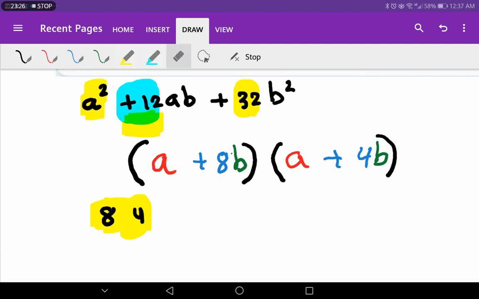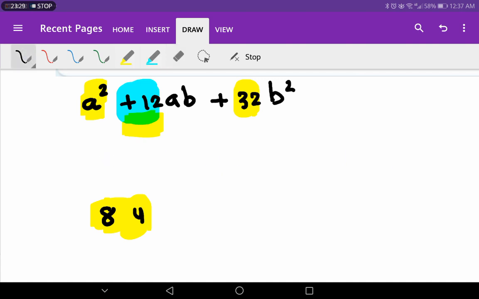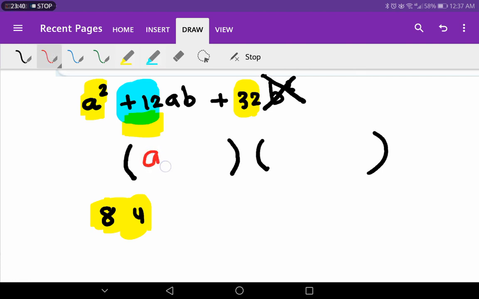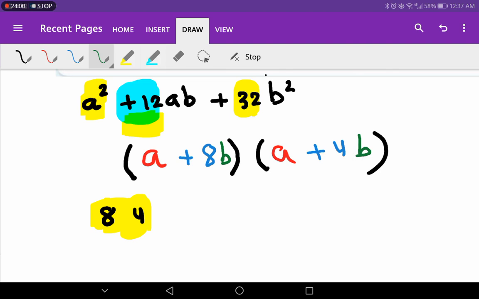Let me rewrite it for you. In another way is better, I think. I draw the parentheses. I am still ignoring this guy. I draw the A here and the A here. I write positive 8 and positive 4. The order doesn't matter. Now I recall the B. 1B here and 1B here, and we are done.